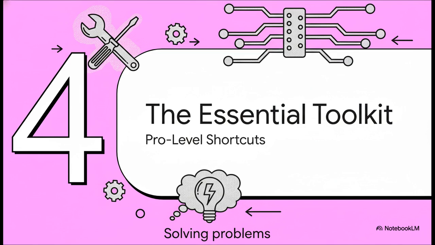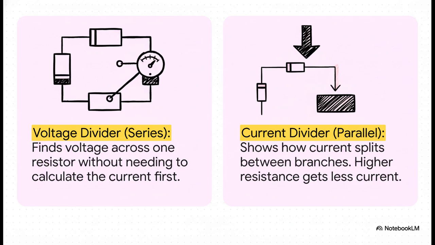All right, you've got the core method down now, so let's add a couple of pro-level shortcuts to your toolkit. I'm talking about the tools a master uses to solve these things with real speed and precision. Okay, two big ones here. First, for series circuits, you've got the voltage divider rule. This thing is awesome. It lets you find the voltage across any single resistor in a chain without having to calculate the current first. Total time saver.